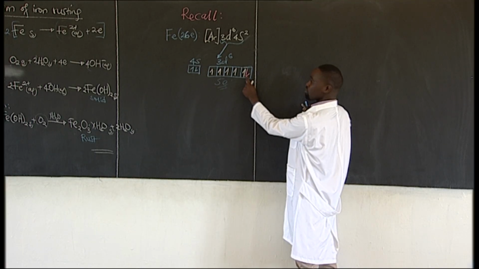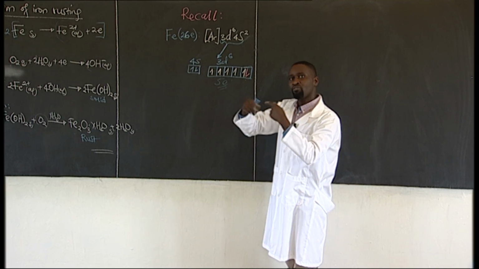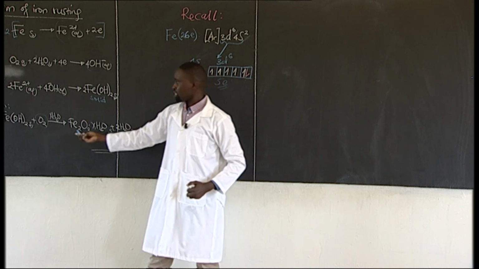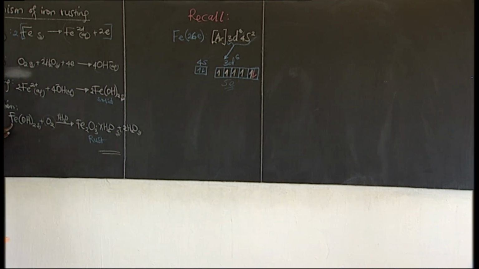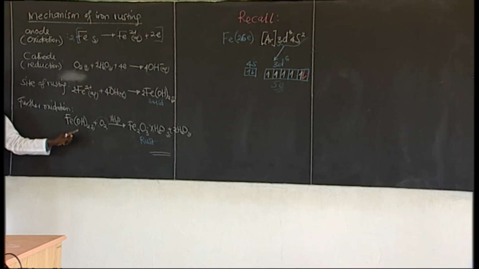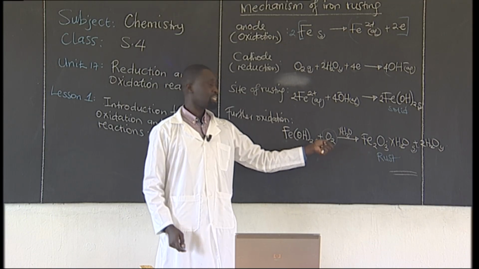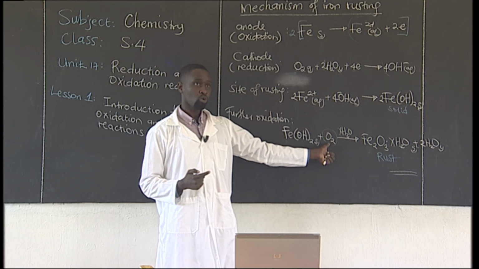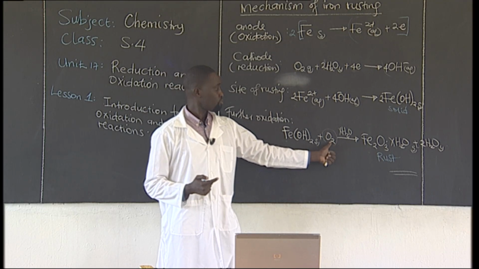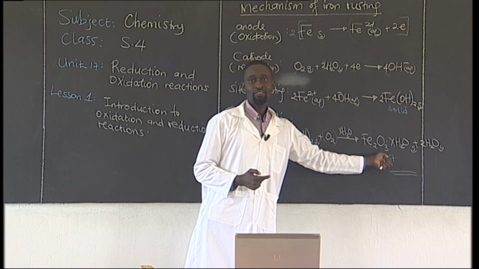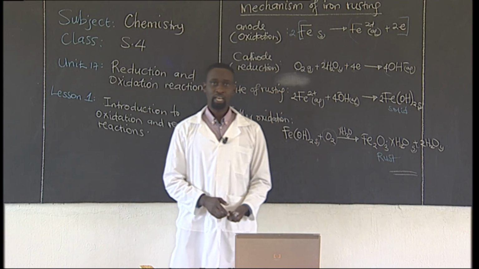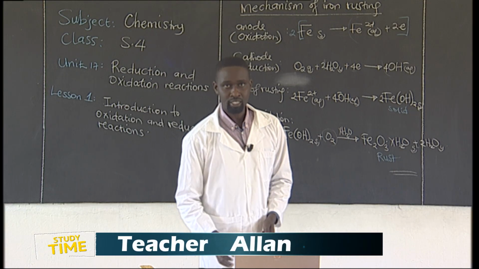So the loss of this extra electron is very, very fast, and that is why at this moment we have further oxidation. When it forms iron 2 hydroxide, it easily loses the extra electron to oxygen to form iron 3 oxide, which we know as rust.